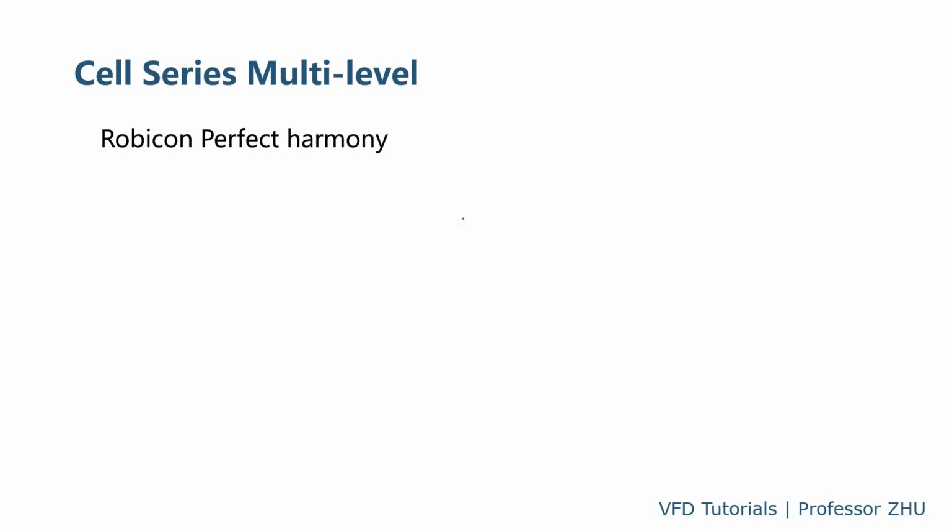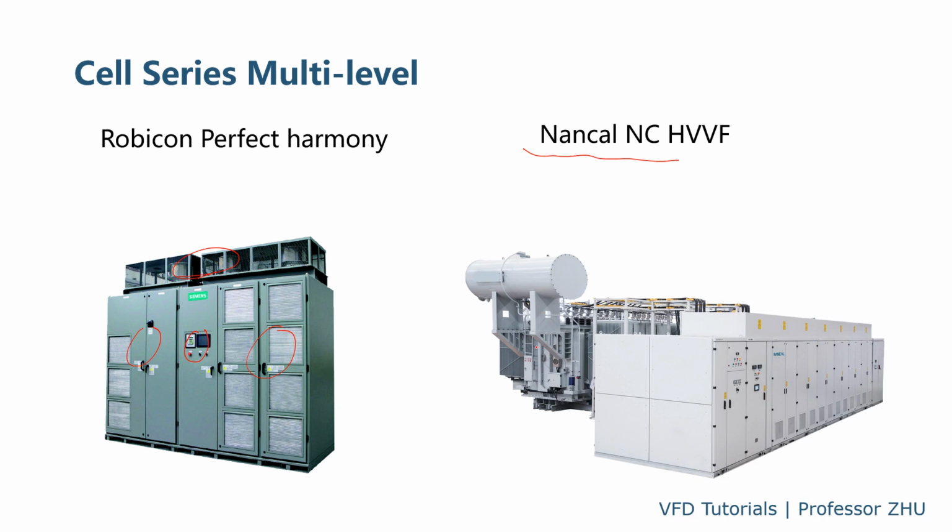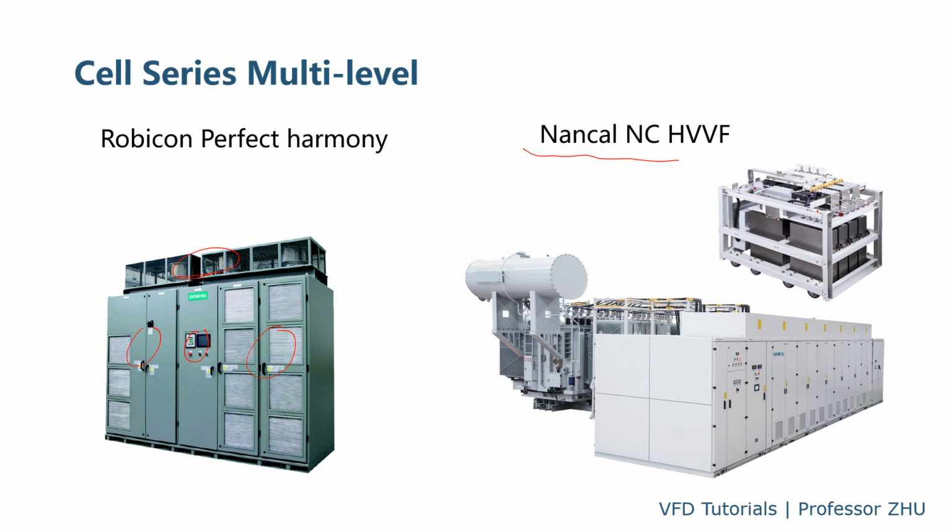So this is the Robicon Perfect Harmony drive, an air cooled drive, with the control section, the transformer section, and the cooling blower on the top hat. And another example is from the company Nanco. It's a liquid cooled drive with an oil transformer and the medium voltage cell. It uses medium voltage IGBTs, 3.3 kV or 4.5 kV IGBT, with film capacitors. The film capacitor has a much longer life than the electrolytic capacitor.